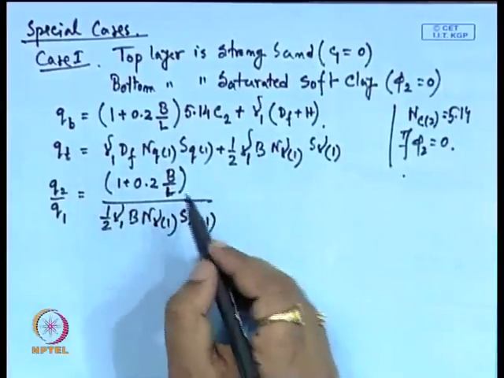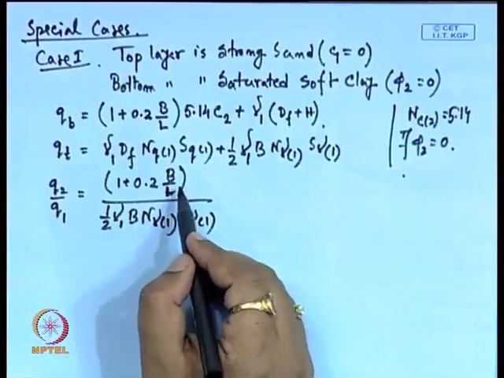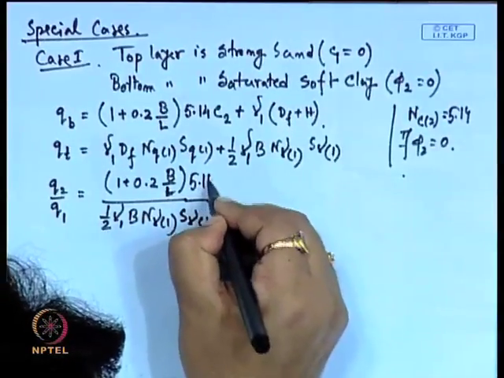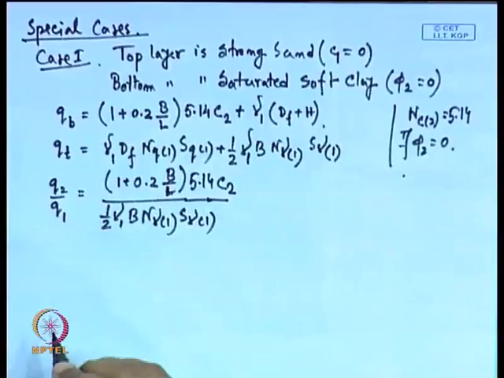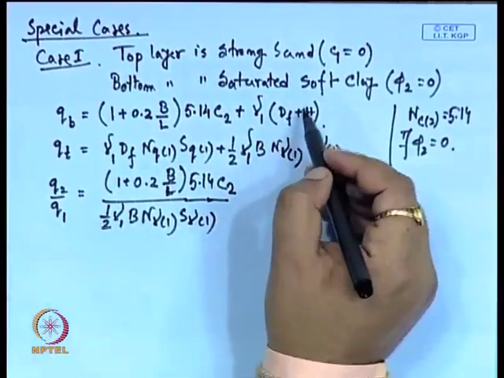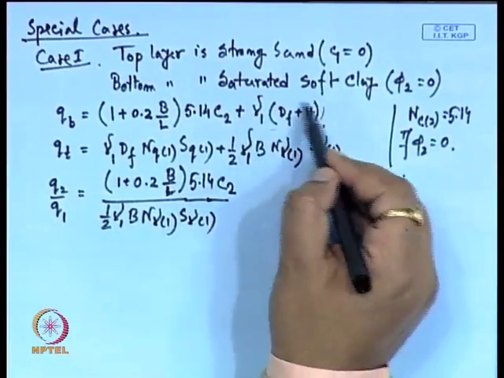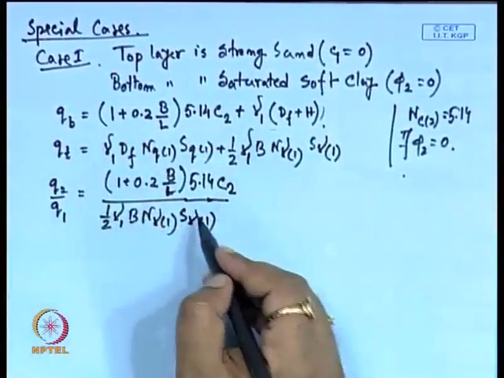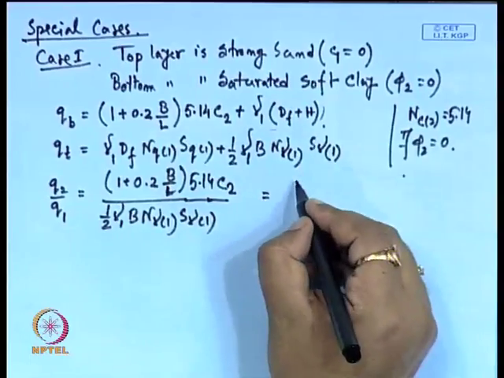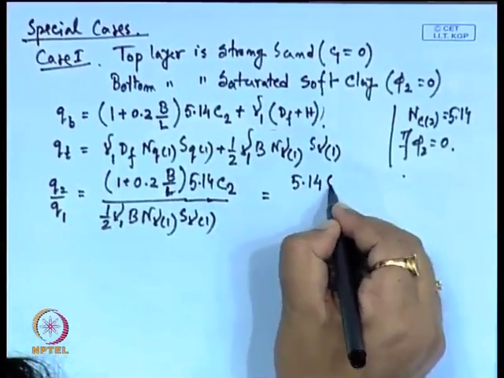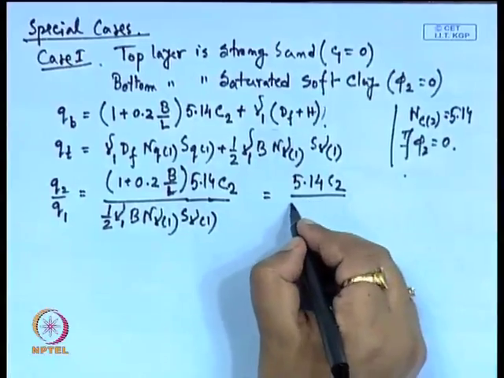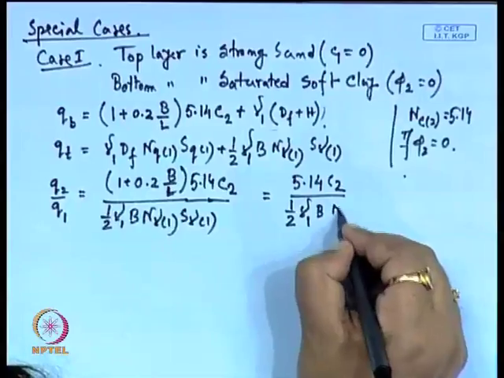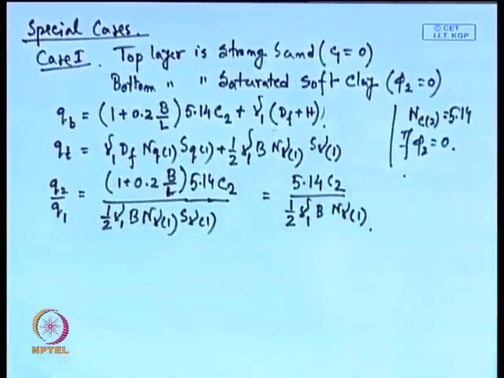And we can, because this part, and again this 5.14 C2, because the surface part, as it is a surface footing, so this part will be 0 and this part will also be 0. So, only this. Here is the surface part if we neglect. So, this one will be 5.14 C2 divided by half into gamma 1 into B into N gamma 1.